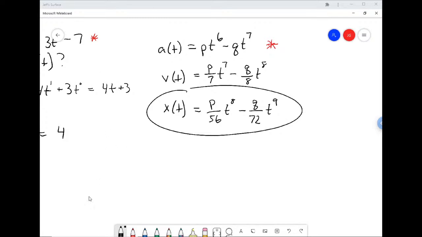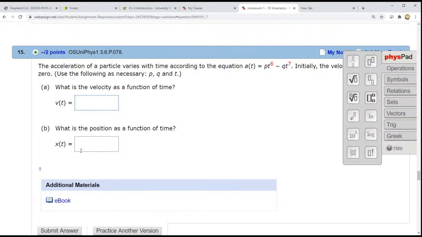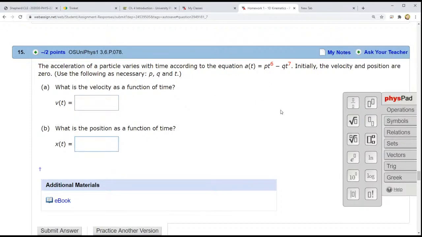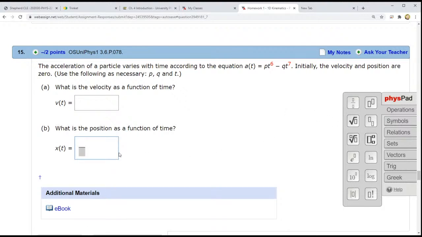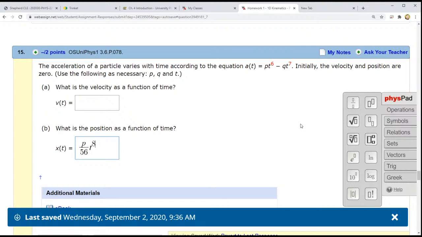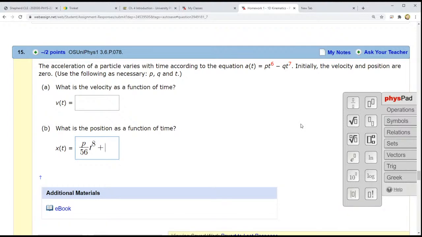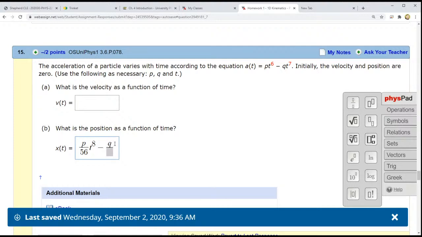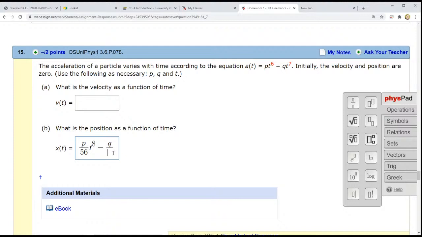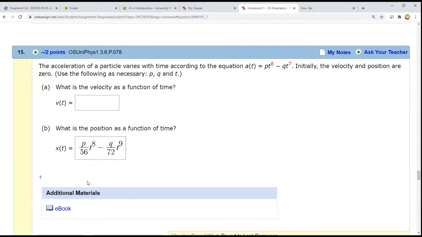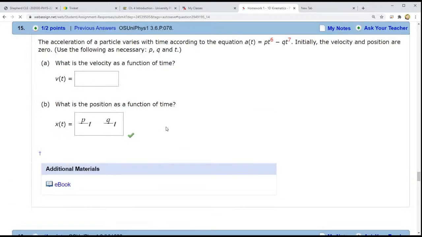All right, let's put one of these in and see if it's right. Let's put the position one in. If this one's right, the other one must be right. So I got p over 56 times t to the 8th power minus q divided by... Holly, I'll get to your question in a second. Holly asked, well, what about the constant? So she knows something I'm glossing over here. Okay, so I got that right.